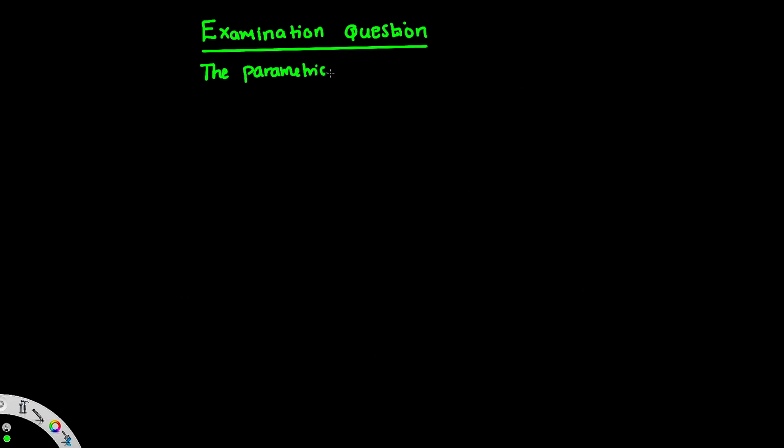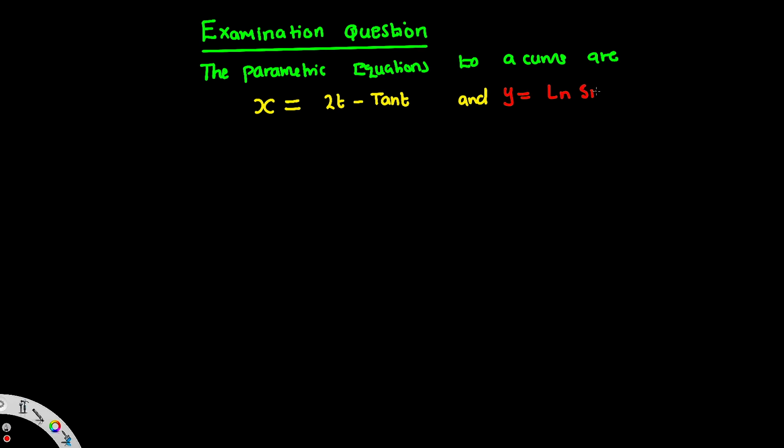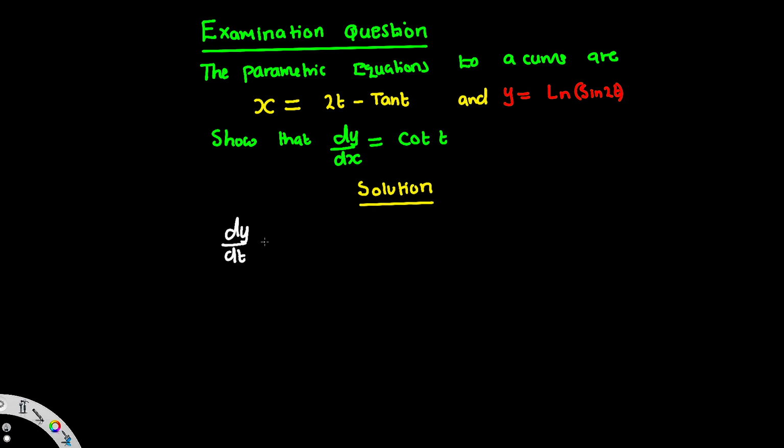Now let's see what question might have been tested before. In this question, you are given the parametric equations of a curve: x equals 2t minus tan t, and y equals ln of sin 2t. You are supposed to show that dy/dx is equal to cot t. How can you go about that? So first we have to differentiate y and then differentiate x, so that we can combine to get dy/dx.